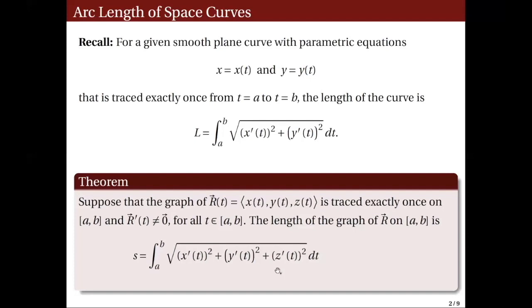Observe here that the integrand in the arc length formula is actually a very familiar expression. It makes use of the derivatives x prime, y prime, and z prime. Can you tell me what this expression is? Right. It is equal to the norm of r prime of t. Hence, we can rewrite the arc length formula simply as the definite integral from a to b of the norm of r prime of t. Let us use this formula to answer the next two examples.